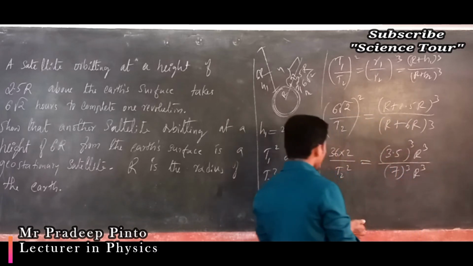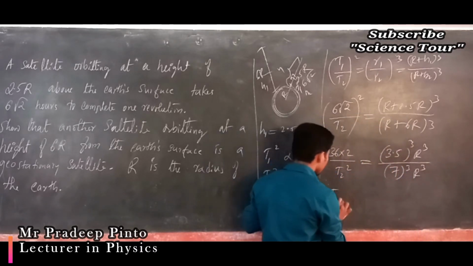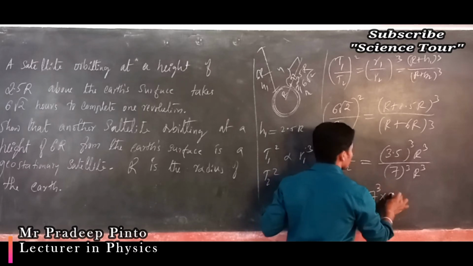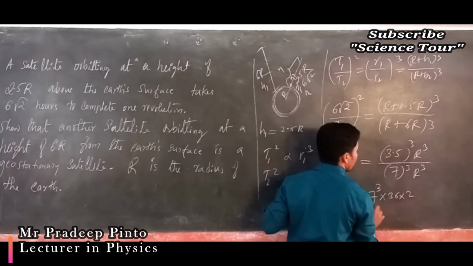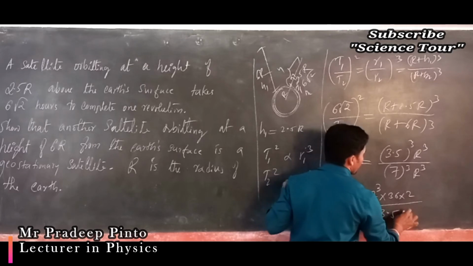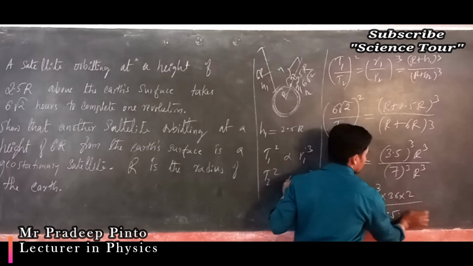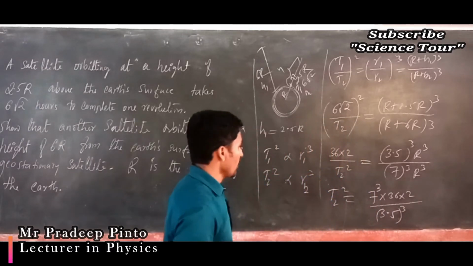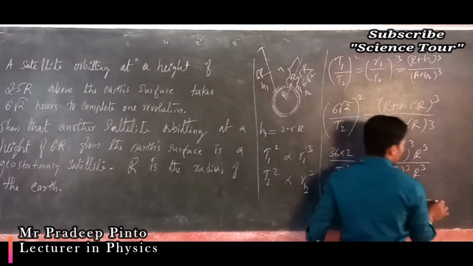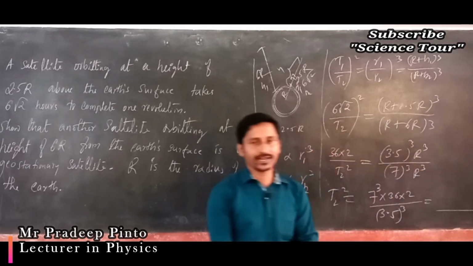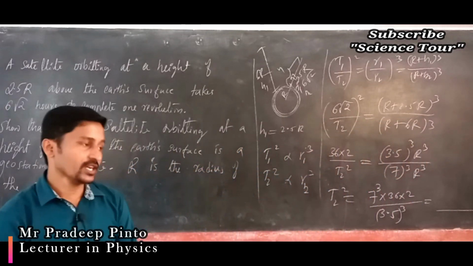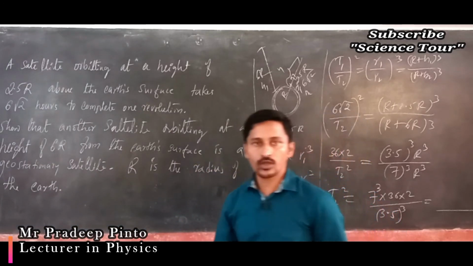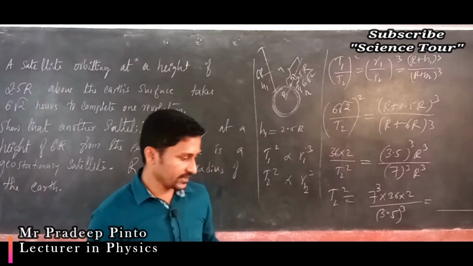R cube cancels, you are going to get T² equal to 7³ into 36 into 2 divided by 3.5 into 10 to the power, 3.5 to the power 3. Now how much do you have to get? What is the number of seconds in a day? 24 hours into 60 minutes into 60, that you have to get.